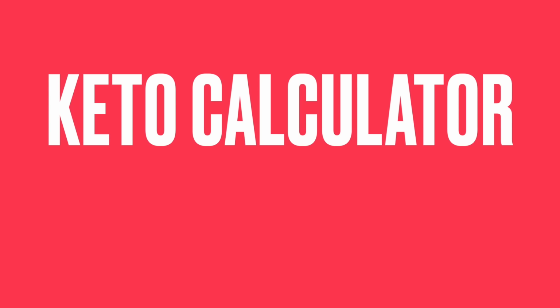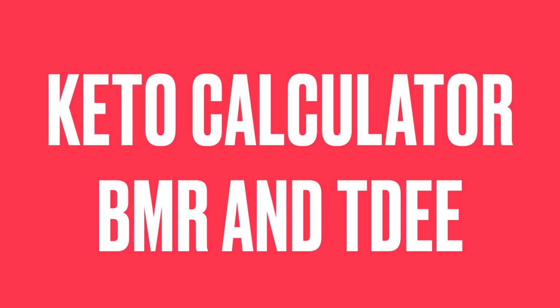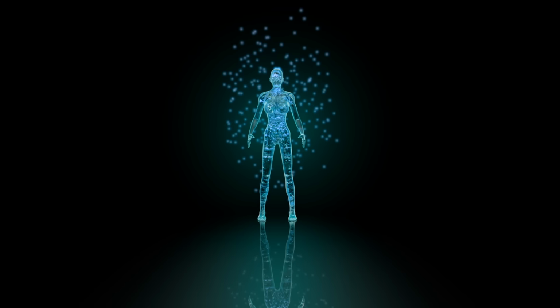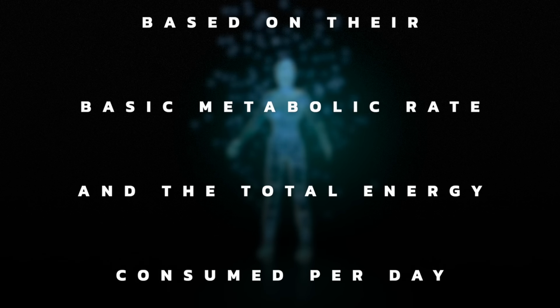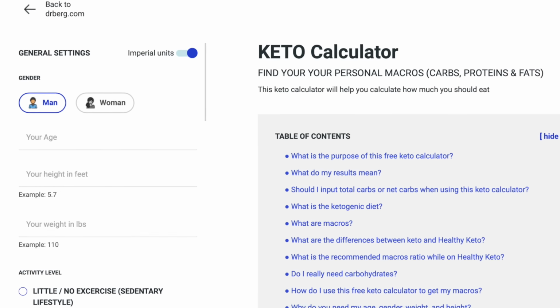And then there's something which I like called the keto calculator, which also looks at BMR and TDEE together with several other factors. And it'll tell a person how many calories they should be consuming in a given day, how many macronutrients, proteins, fats, carbohydrates they should consume in a given day based on their basal metabolic rate and the total energy that they're consuming per day. To give a person kind of a rough idea of how much food they should be consuming to lose a certain amount of weight.